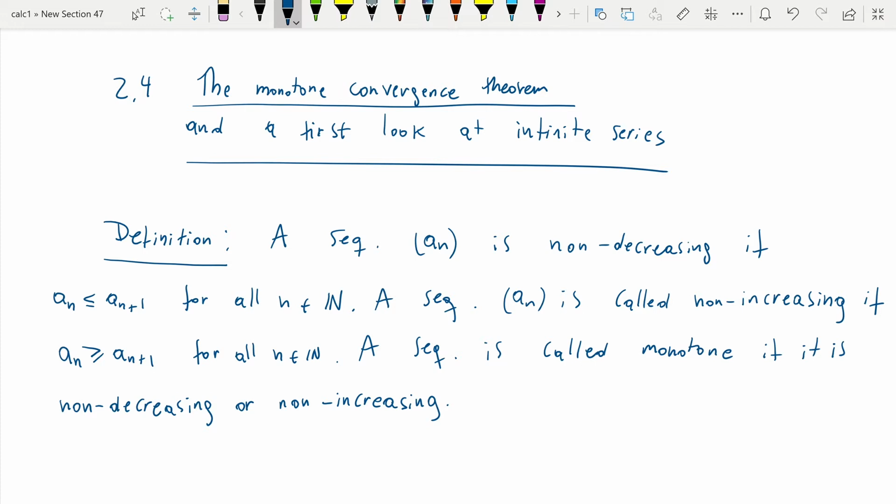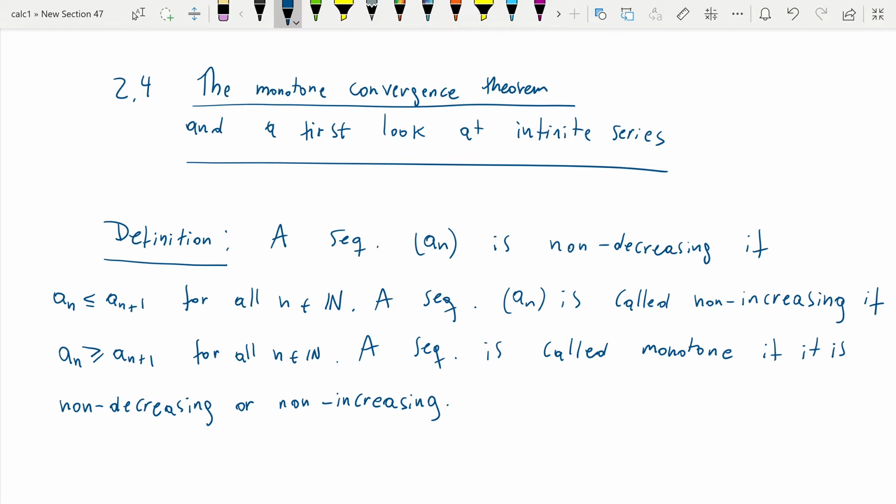A sequence can be both at the same time. So a constant sequence, say a_n equal to 3 for all values of n, is at the same time non-decreasing and non-increasing. But if either of those two things holds, non-decreasing or non-increasing, then the sequence will be called monotone.